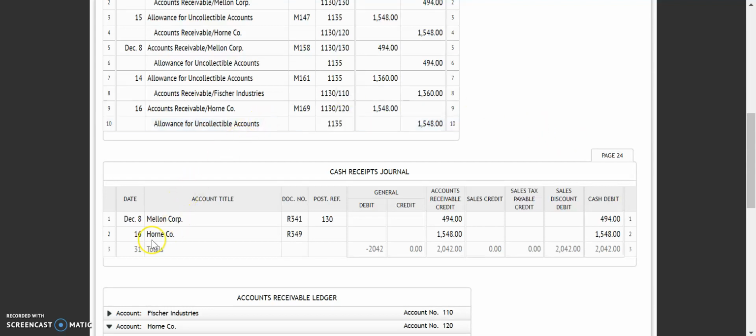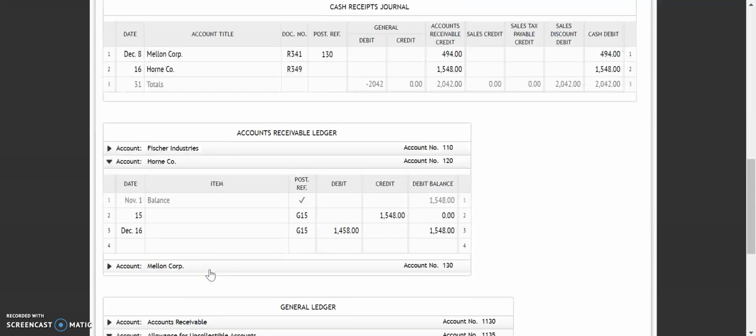And then our last step is to do the receipt of cash for Horn Company. So we open up Horn Company. Again, this is on the 16th, except that our post reference is for CR24 because we're coming from our cash receipts journal. And we do credit it for the amount that's shown in our accounts receivable credit column, which means that we are zeroed out again for Horn Company. And then we put our account number up in here.